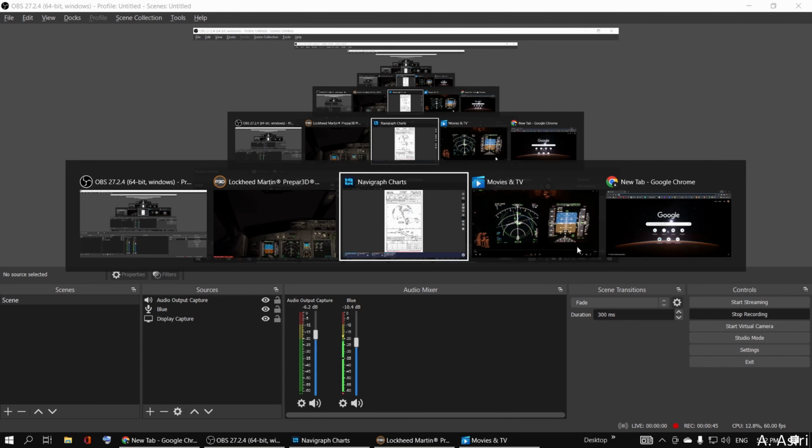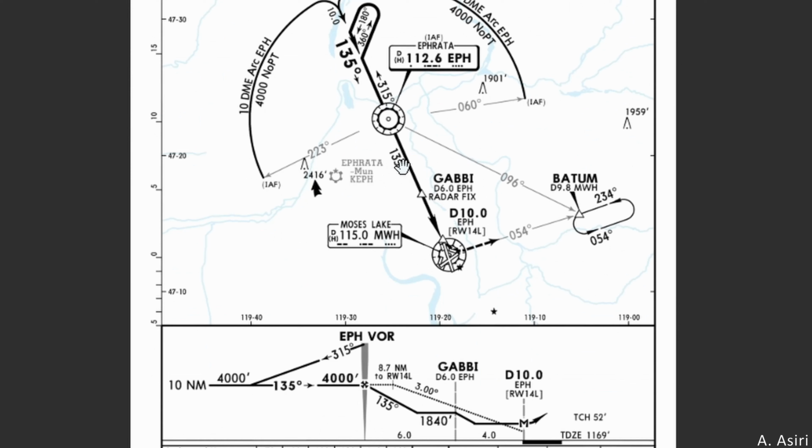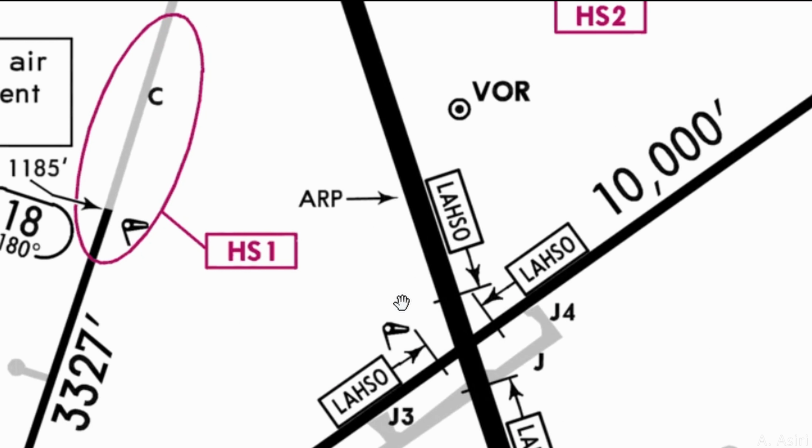And just as a reminder, we are doing a VOR 1 runway 14 left in Moses Lake, Grant County International Airport. Now we are somewhere here, and shortly we'll turn to the right to join a left downwind to land runway 3 right. A couple of things that I want you to pay attention to here.